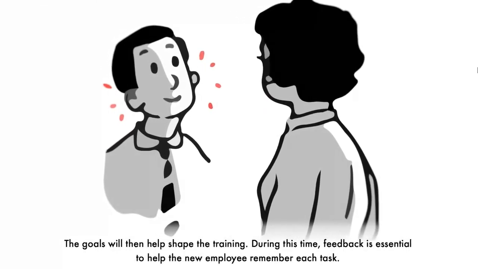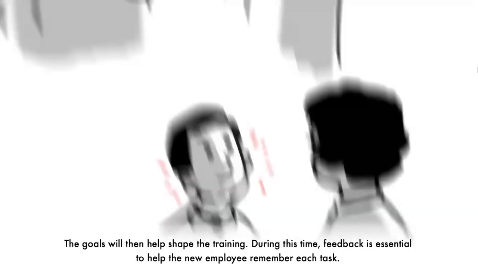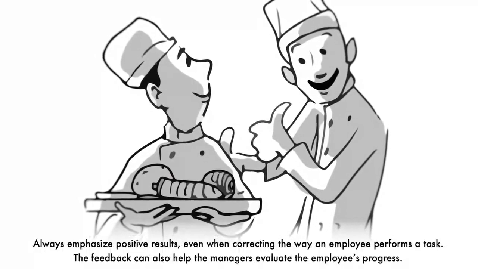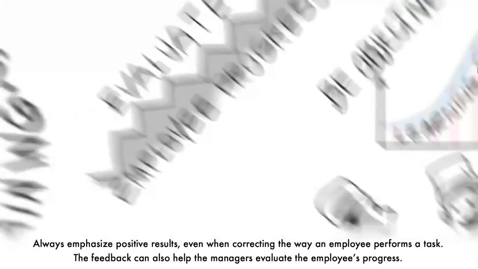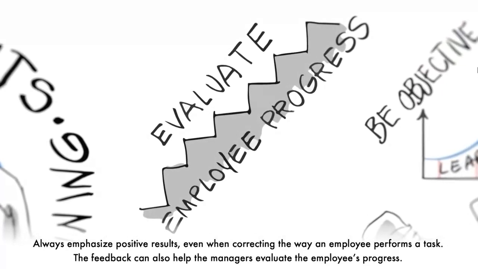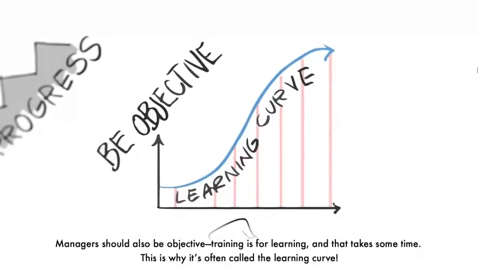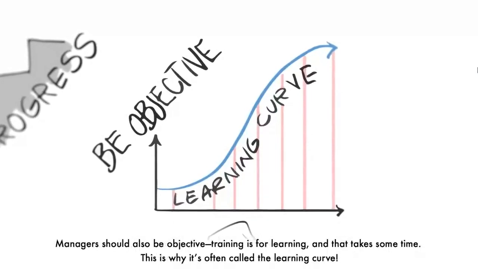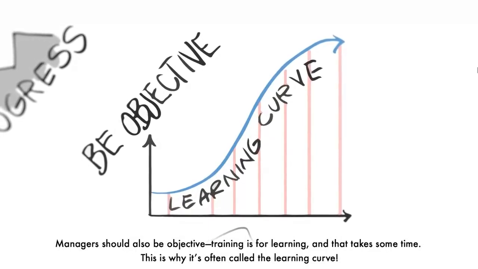During this time, feedback is essential to help the new employee remember each task. Always emphasize positive results, even when correcting the way an employee performs a task. The feedback can also help the managers evaluate the employee's progress. Managers should also be objective. Training is for learning, and that takes some time. This is why it's often called the learning curve.